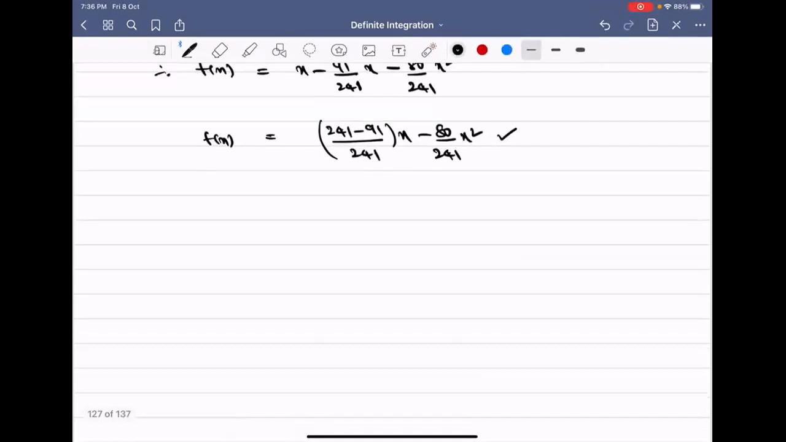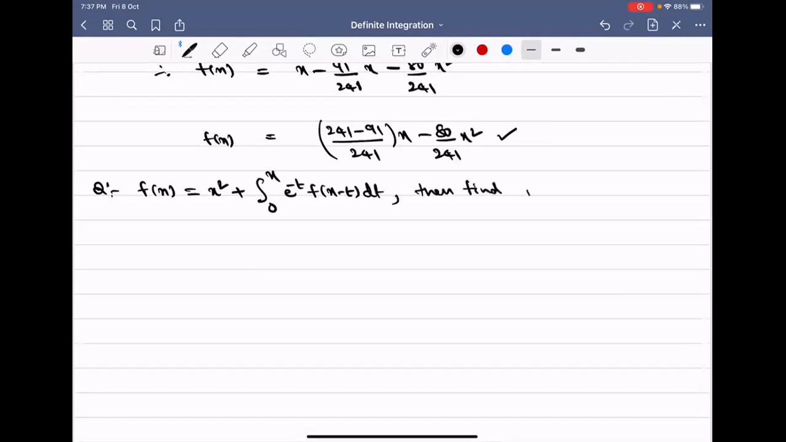The example for type 2. In the type 1 example, the limits were constants. Here, in type 2, the question is: f of x is equal to x square plus the integration from 0 to x of e power minus t into f of x minus t dt. Then find f of x.